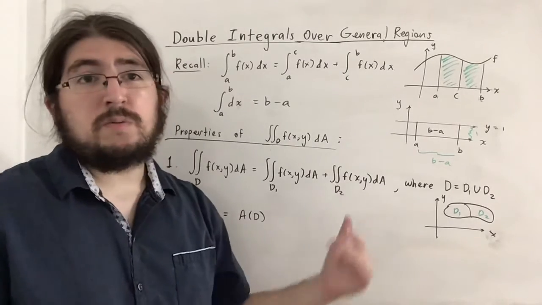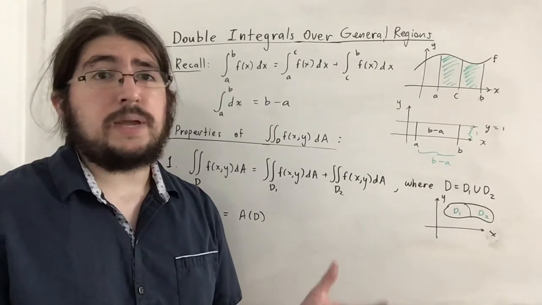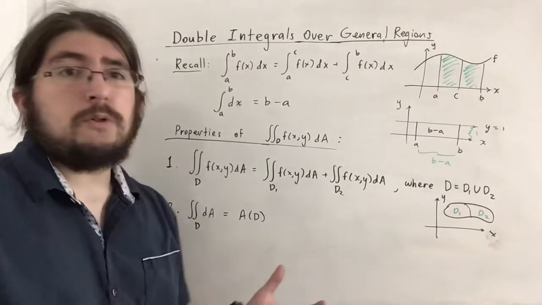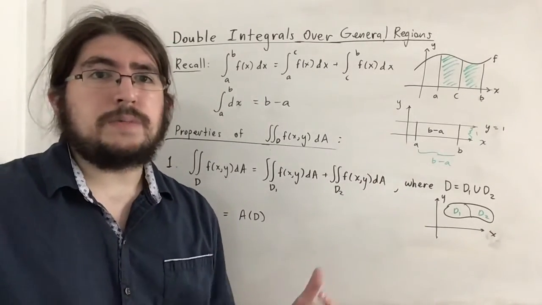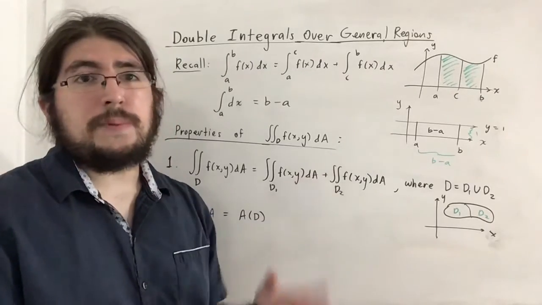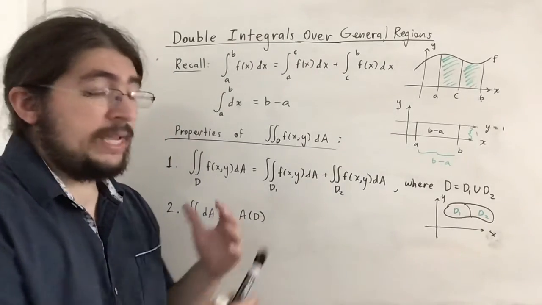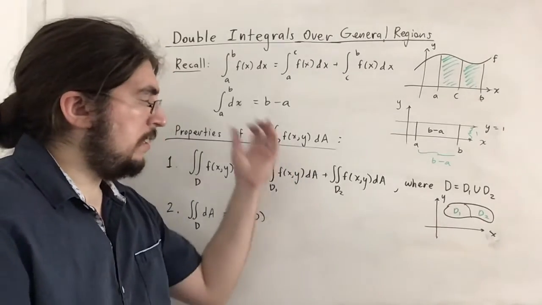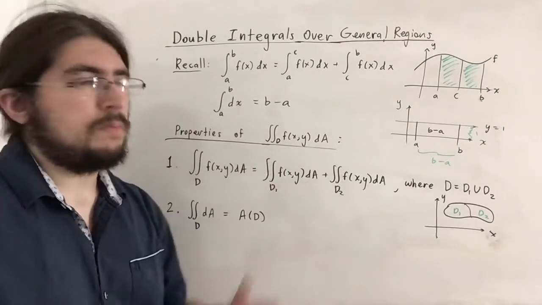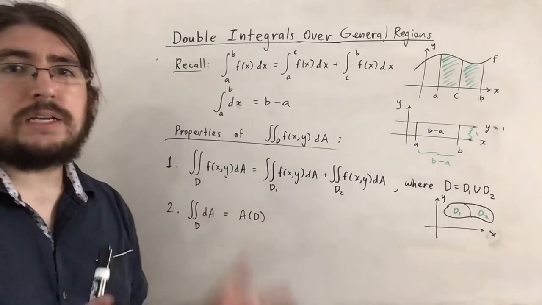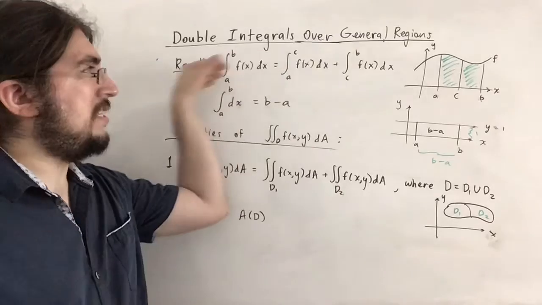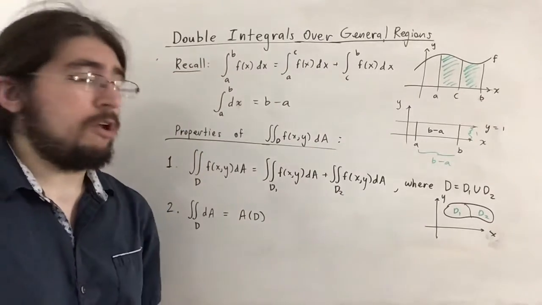Now this is useful when you have a general region that is not type 1 or type 2. You can split it up into pieces that are each type 1 or type 2 individually, but then you have to do two integrals or possibly more, depending. I'm not going to do any examples of that, but I'm just showing the property is indeed a thing, and it's analogous to this property for functions of one variable.